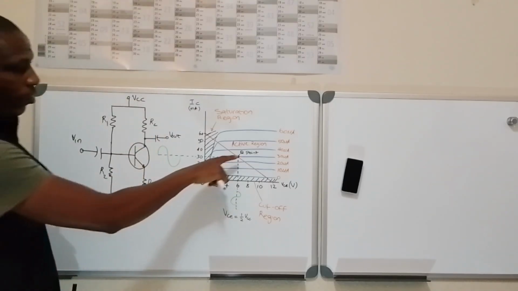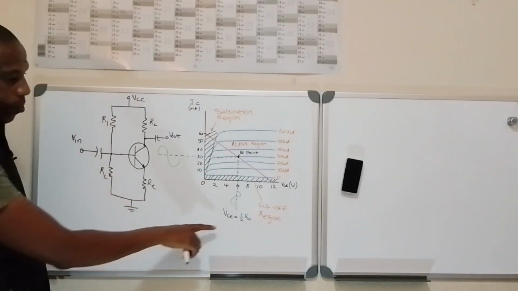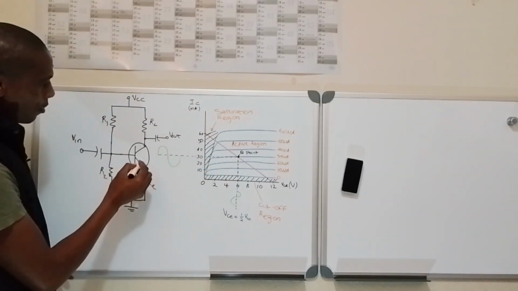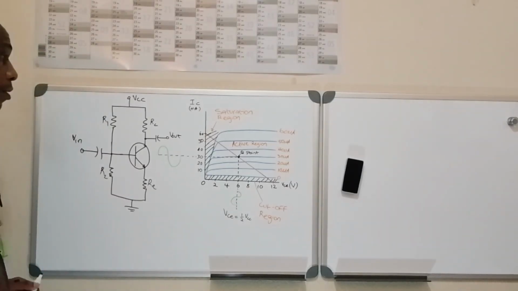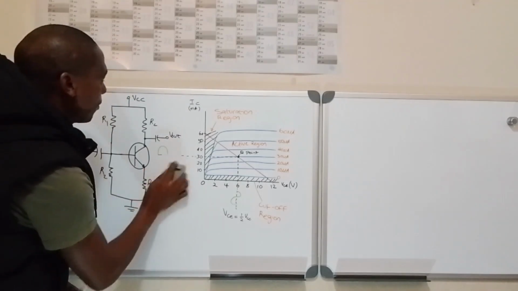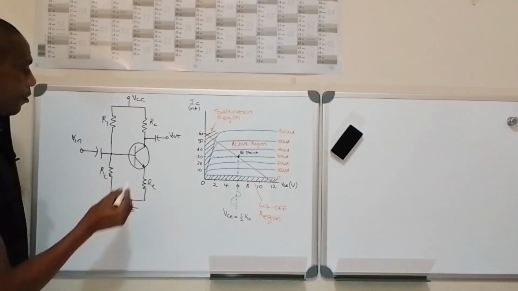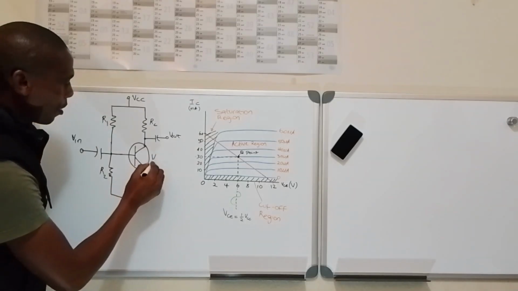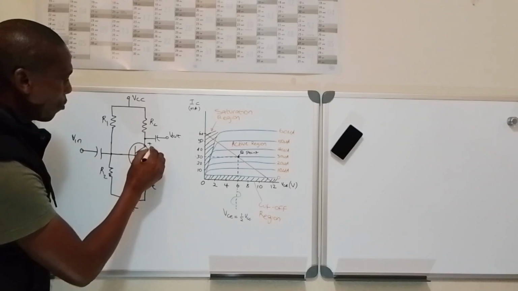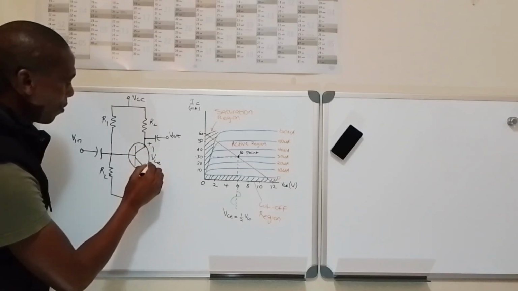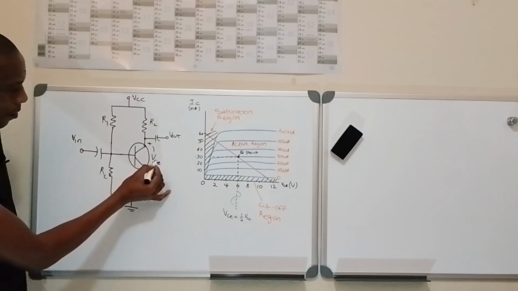In order to make sure that the transistor operates at this point, we want to make VCE... I'm out of space now. Let's remove this. VCE is the voltage that is found here. Here it will be positive, here it will be negative. The voltage between the collector and the emitter.